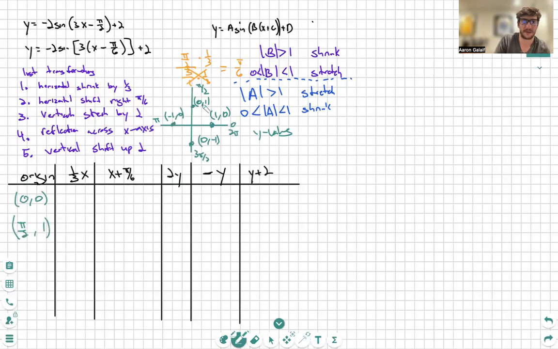Then we have pi, 0. We're looking at the y values. Then we have 3 pi over 2, -1. And then we have 2 pi, 0. If you think about it, it starts in the middle, goes up, back to middle, down, back to middle. So perfect. It's exactly what we want.